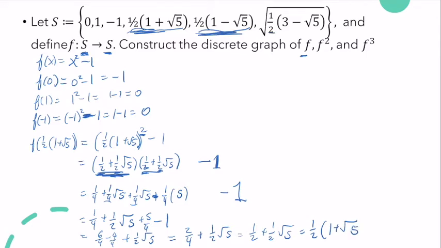Okay, we have 2 more elements in our set left. So let's take a look at 1/2 times 1 minus the square root of 5. We're going to do that on another page. So if I have f of 1/2 times 1 minus the square root of 5, that's going to be (1/2 times 1 minus the square root of 5) squared minus 1. So I'm going to go ahead and distribute that 1/2.